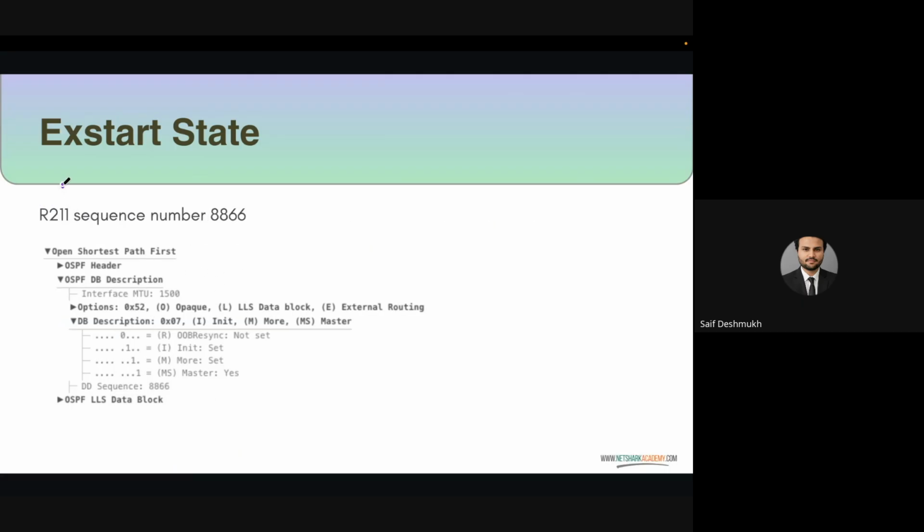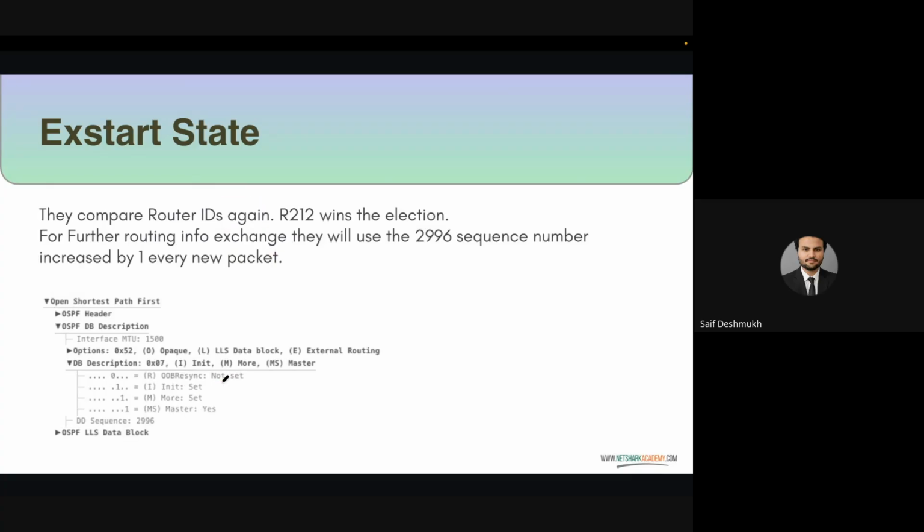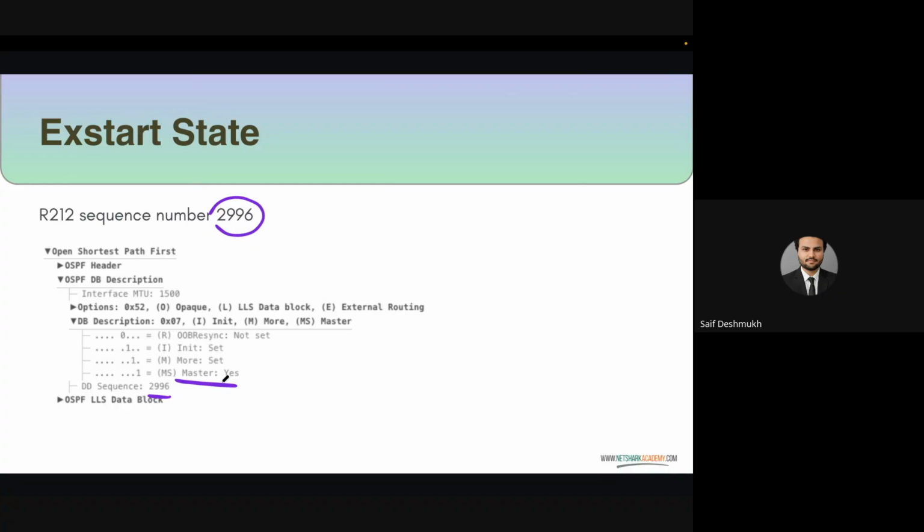So router 211 is sending sequence number 8866. Look at this. And it's saying I am the master. Router 212 is sending 2996, and it also says I am the master. But the router that has the highest router ID. Yes, Vijay, go on.